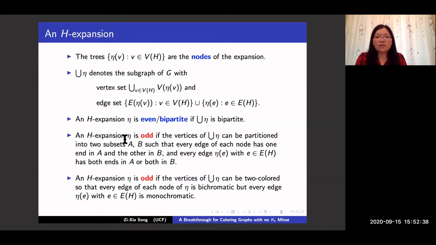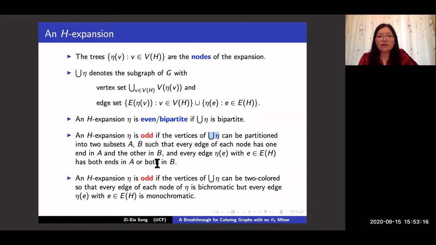And this expansion is odd if you can partition the vertices of this subgraph here into two parts, A and B, such that every edge of each subtree you picked has one end in A and the other in B, and every edge here has both ends in A or both ends in B. So exactly, you see how the edges inside each tree will be contracted to form a minor, right? So those edges are running between A and B.